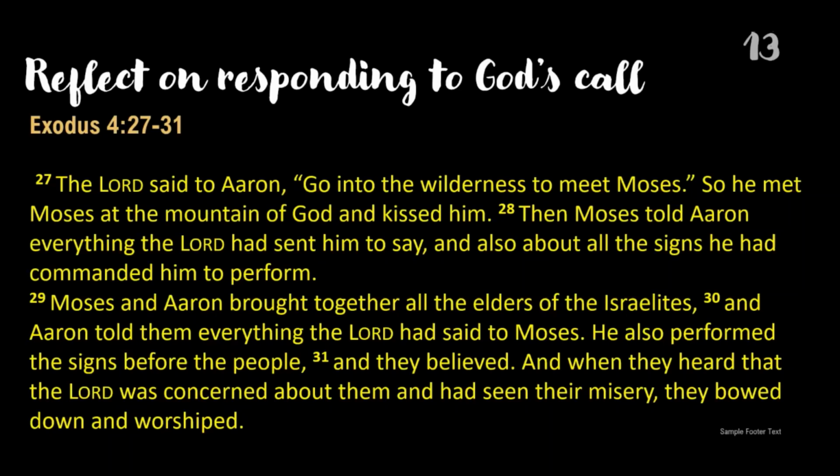There's more here actually. The Lord said to Aaron, go into the wilderness to meet Moses. So he met Moses at the mountain of God and kissed him. Then Moses told Aaron everything the Lord had sent him to say, and also about all the signs he had commanded him to perform. Moses and Aaron brought together all the elders of the Israelites, and Aaron told them everything the Lord had said to Moses. He also performed the signs before the people, and they believed. And when they heard that the Lord was concerned about them and had seen their misery, they bowed down and worshiped. That is Exodus 4.